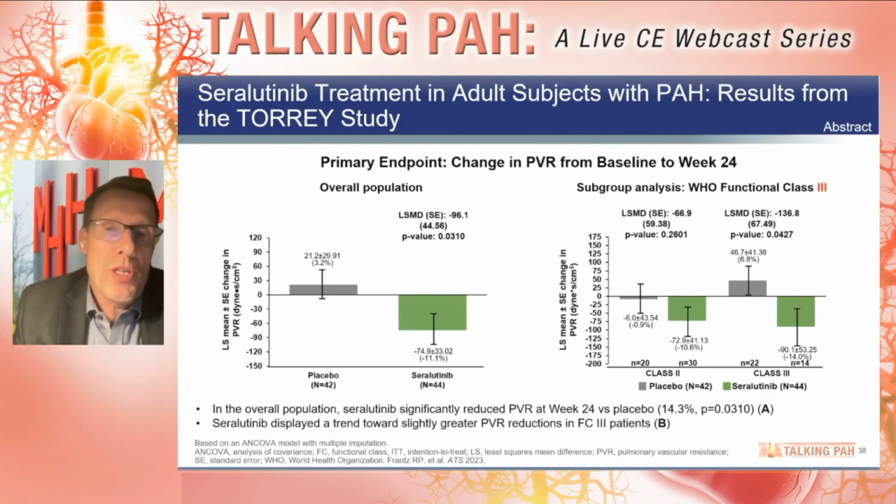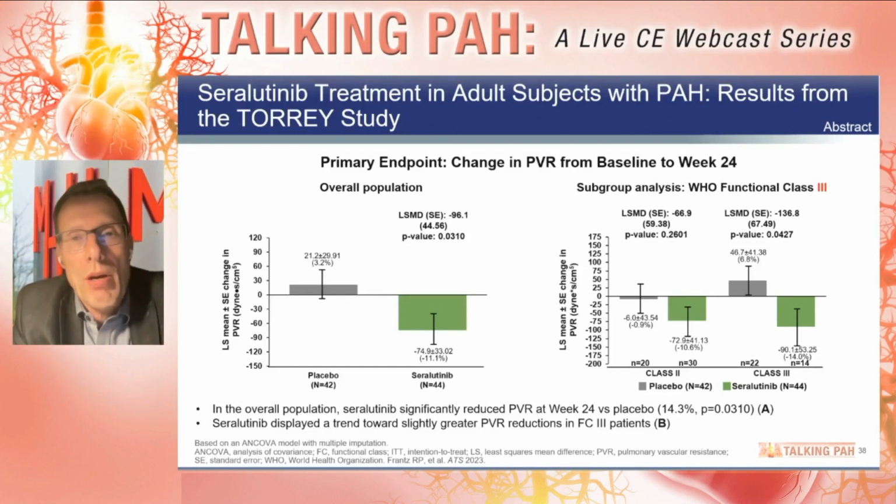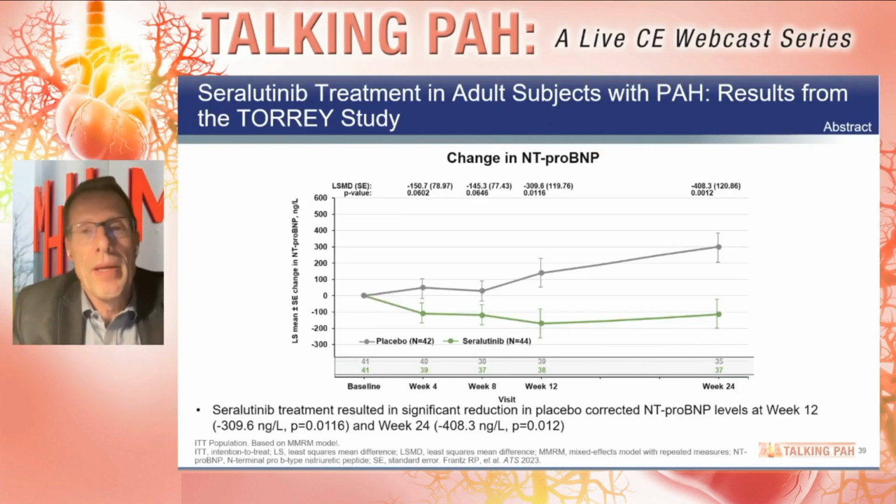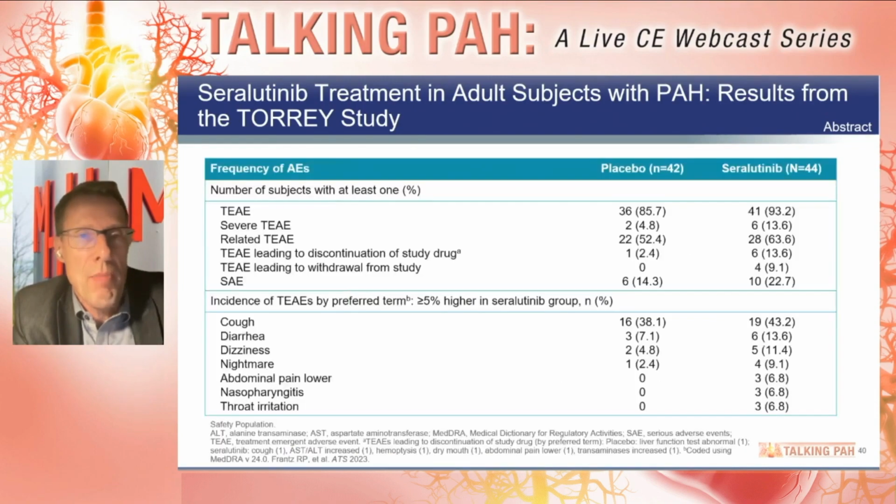In patients who were sicker at baseline, the improvement was even a bit larger, although this was driven to some extent by a higher rate of worsening in the PVR in the placebo group. We also have significant improvements in NT-proBNP. But again, some parts of this placebo-corrected improvement were due to the deterioration in the placebo group. So once again, it's not really clear how much the efficacy of the active drug is demonstrated by these data.